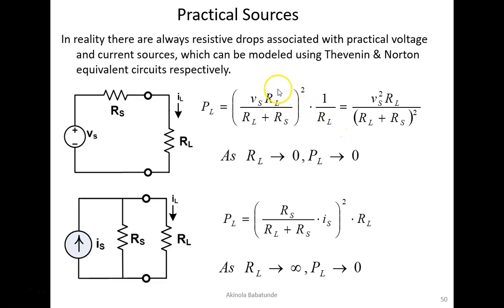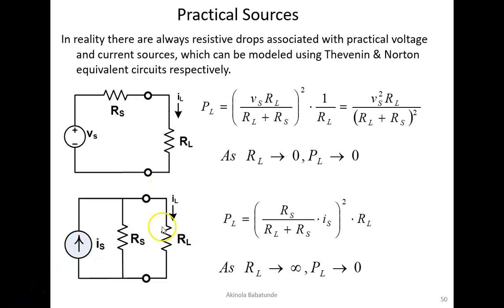This RL will cancel one of the RLs here, so we're left with just one RL at the end of the day. That is why we have this value here. This is simple mathematics; once you can find your VL, the rest is just simple mathematics, and we can move on. You will notice now that for practical sources, there has to be at least a small resistive drop associated with the voltage source, no matter what happens. The resistance cannot be totally zero in a practical sense. So when RL tends to 0 this time around, whereas with the theoretical source we said that when RL tends to 0, PL tends to infinity, in this case when RL tends to 0, our PL will tend to 0.